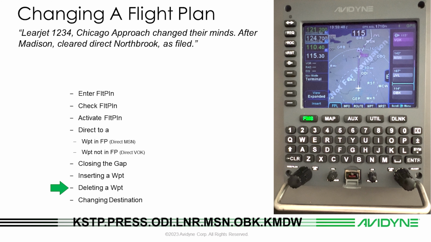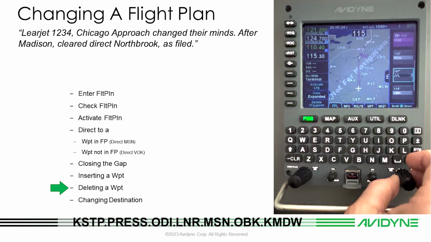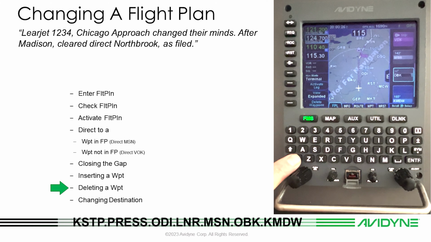Sometimes you will want to delete a waypoint in a flight plan. In this scenario, let's assume we're flying along and ATC says, Learjet 1234, Chicago approach has changed their minds. After Madison, you are cleared direct Northbrook as filed. That means we want to delete the Janesville waypoint. So we will move our cursor over Janesville and simply hit the clear button to delete it.